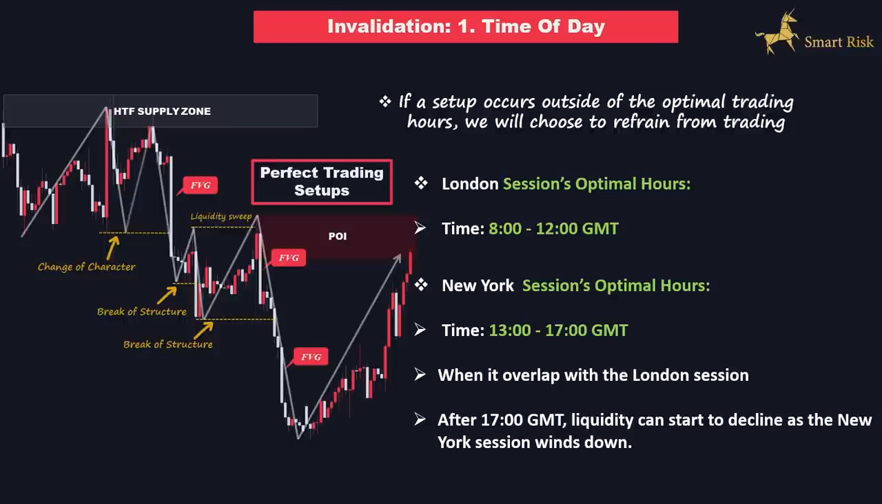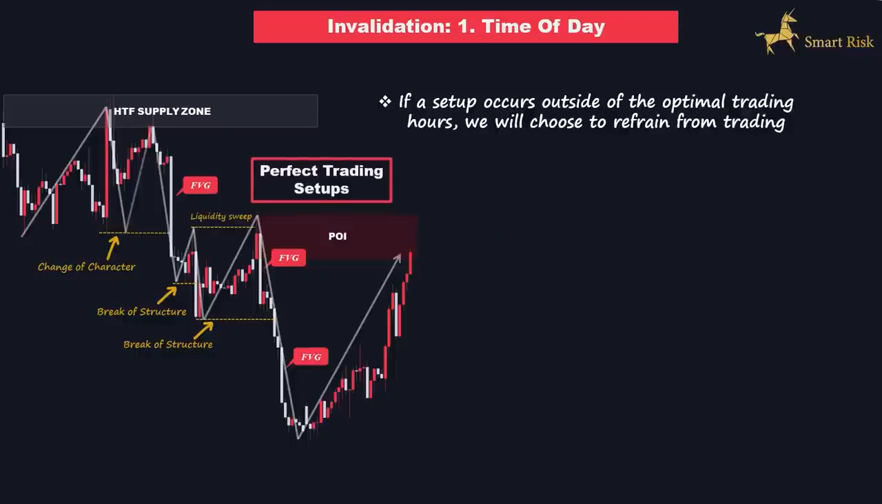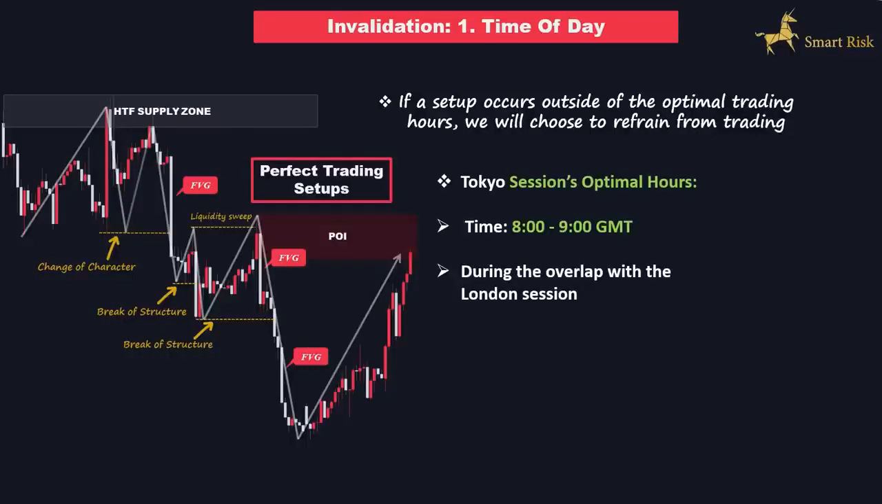It's important to note that after 17 o'clock GMT, liquidity can start to decline as the New York session winds down. Personally, I prefer to not trade after 5 p.m. because, particularly after that, most likely price will consolidate around major zone that has been formed through the day until London session starts tomorrow. And for the Tokyo session, the most optimal trading time during this session is generally during the overlap with the London session, as both sessions see higher liquidity and potential for price trends.